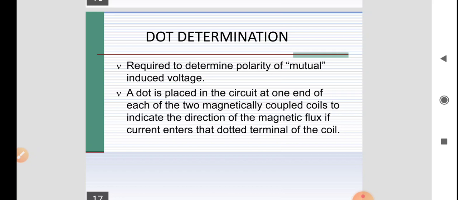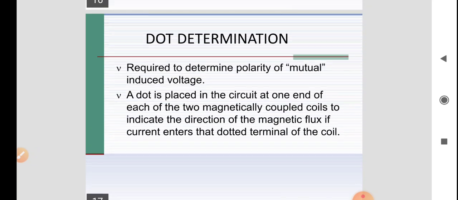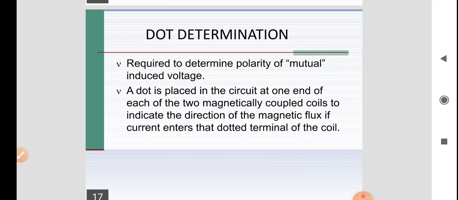So today in this session, I want to discuss a concept called dot determination, also called dot convention. What is the need for studying the concept of dot convention? As we discussed in the previous session about mutual inductance, the sign of the mutually induced voltage depends upon the direction of winding of the coil. Whatever the winding direction is, that winding direction will determine the mutually induced voltage.